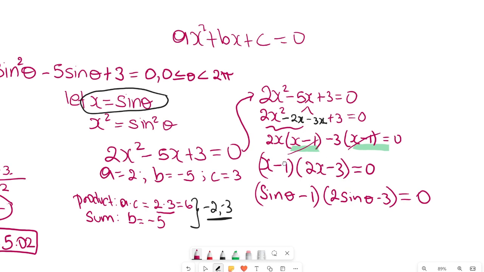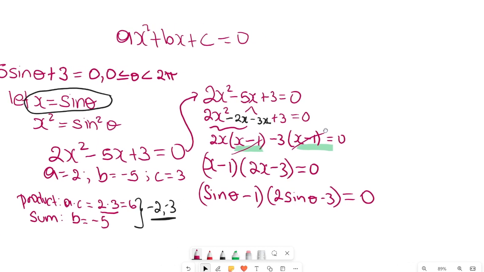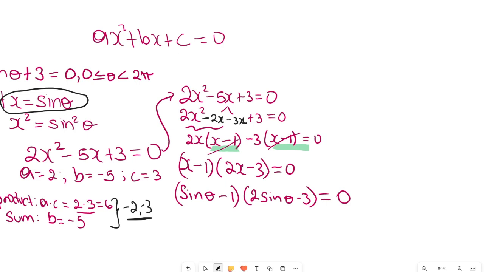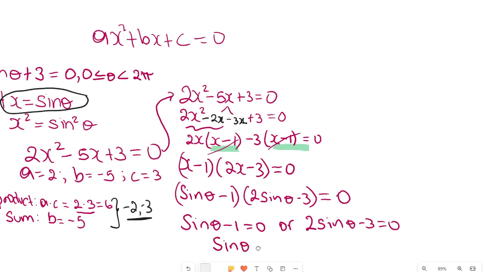Now, the product of two things equal to 0 means that either one or both of them are equal to 0. So what do I mean? That means either sine of theta minus 1 is equal to 0 or 2 sine theta minus 3 is equal to 0. Now, we can actually solve this. So if sine of theta minus 1 is equal to 0, what does this give us? We have sine of theta is equal to positive 1. If you add 1 to both sides, this is going to be positive 1.